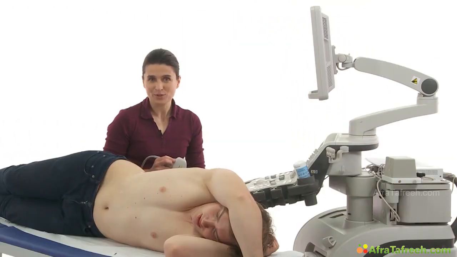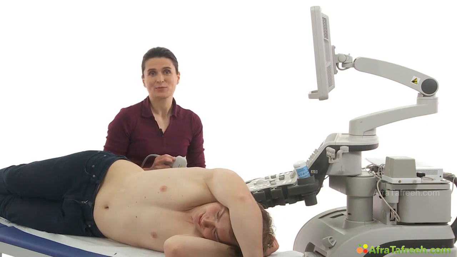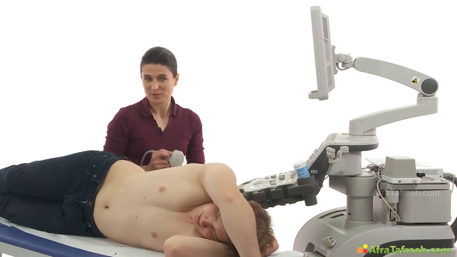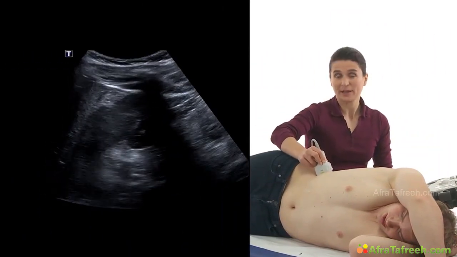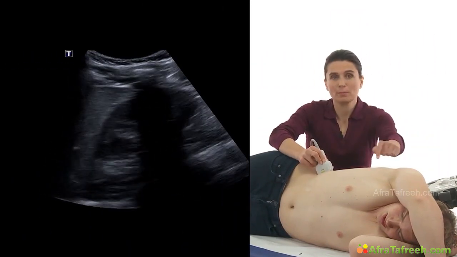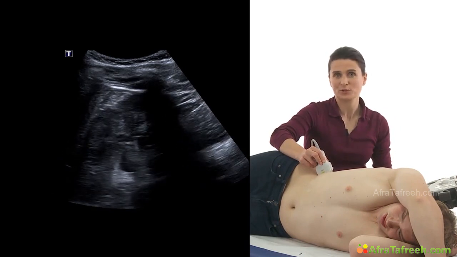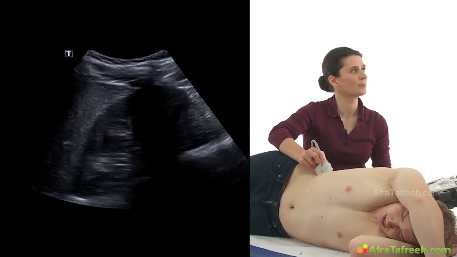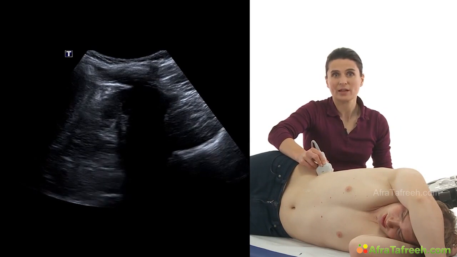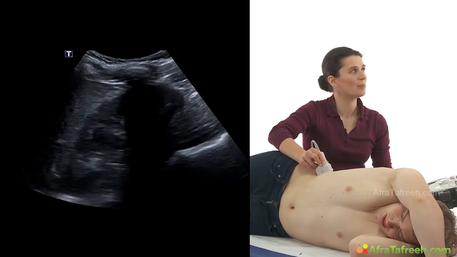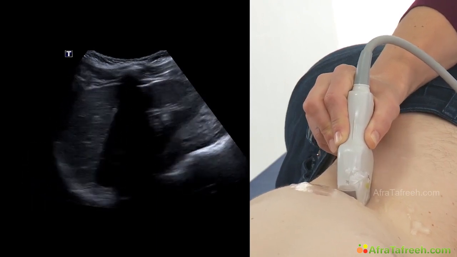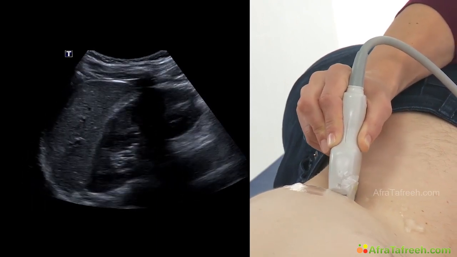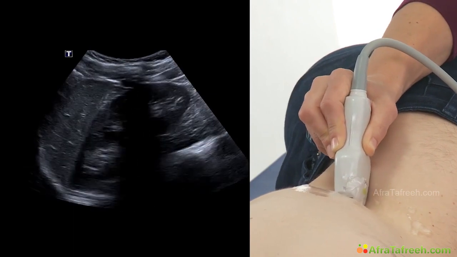Our second approach to the right kidney is from the right lower intercostal space. I place my transducer in the right lower intercostal space in the mid-axillary line in a longitudinal position. Now note that I have to turn my transducer a little bit anti-clockwise. Inhale, please. Just a little bit to get the axis of the right kidney.